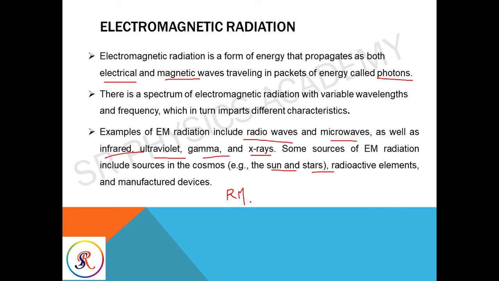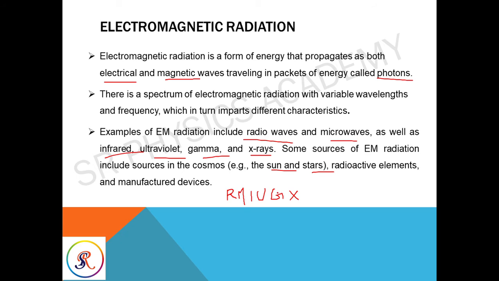Microwaves, infrared, ultraviolet, and gamma rays, then X-rays. RMIUGX. This is the order. It is an arranged array of electromagnetic radiation in the sequence of their wavelength or frequency, so we can't change the sequence.